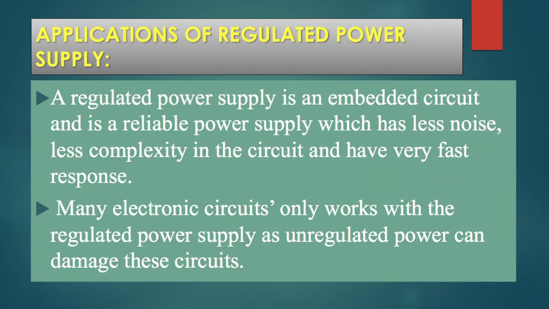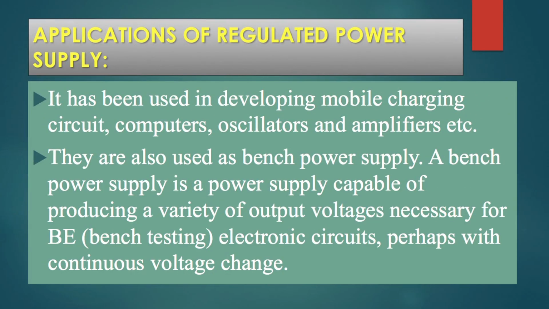Let us now discuss some applications of regulated power supply. A regulated power supply is an embedded circuit and a reliable power source which has less noise, less complexity in the circuit, and very fast responses. Many electronic circuits only work with a regulated power supply, as unregulated power can damage these circuits. So it is used in developing mobile charging circuits, computers, oscillators, amplifiers, etc.